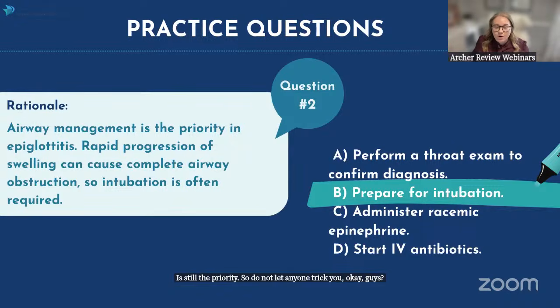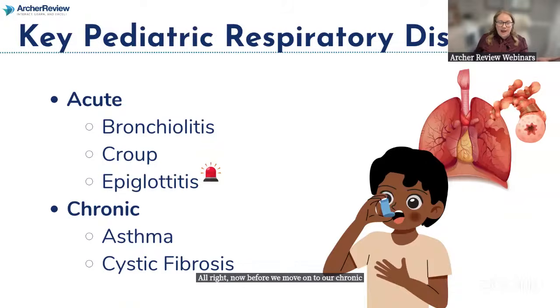All right, now before we move on to our chronic disorders, a little recap. Our acute, we started at the bottom. We did the bronchiolitis, the croup, the epiglottitis. Now we're going to move into the chronic. We're going to look at asthma and cystic fibrosis.